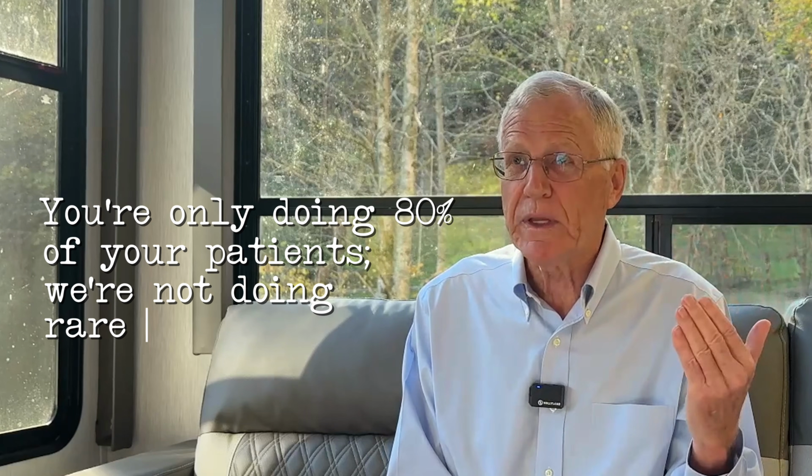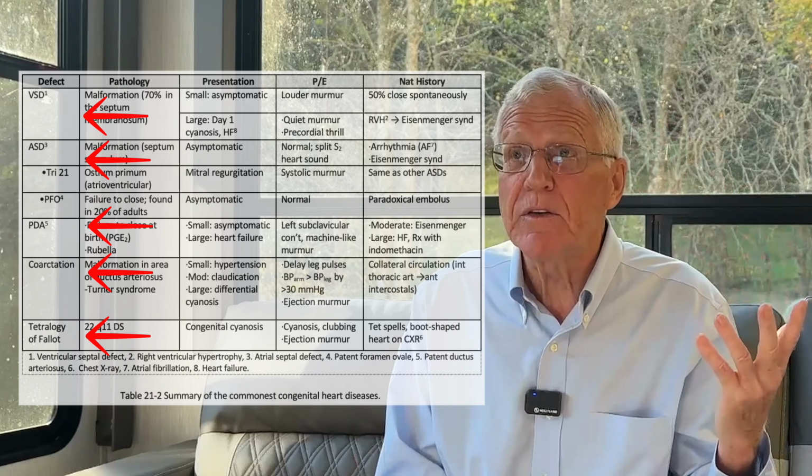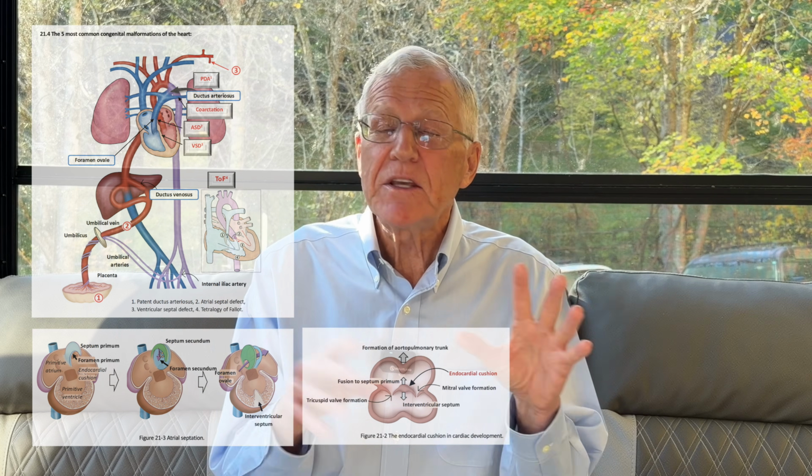We're not doing rare things. Well, in congenital heart disease, 5 entities are 80% of all the diseases. So there's VSD, ASD, and we can go down the list. To understand those 5, you only need 3 pictures. Yeah, you don't just start with your table.